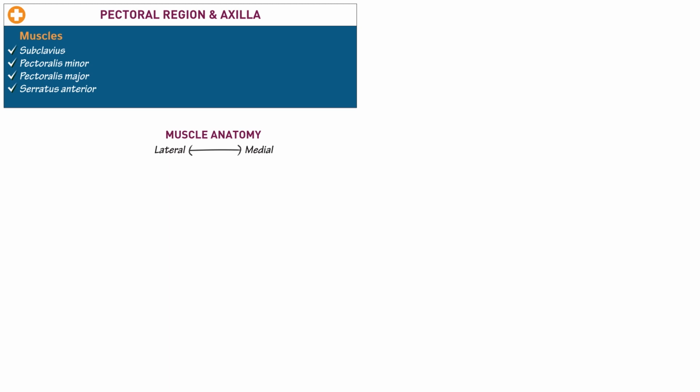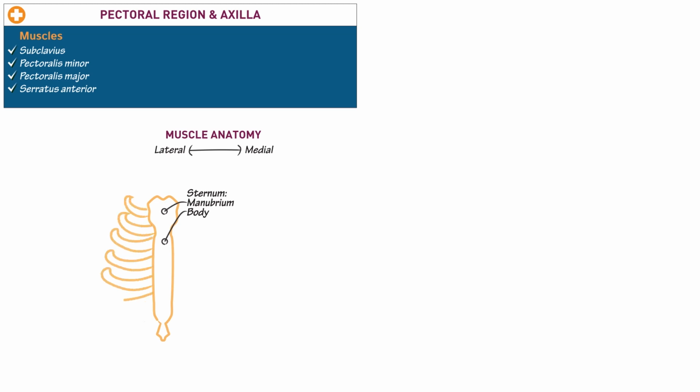Then draw the bony structures: the manubrium, body, and xiphoid process of the sternum. We label the manubrium and body because these are important muscle attachment sites. Next, draw ribs 1 through 8. Recall that the 8th rib attaches via costal cartilage to the 7th rib.